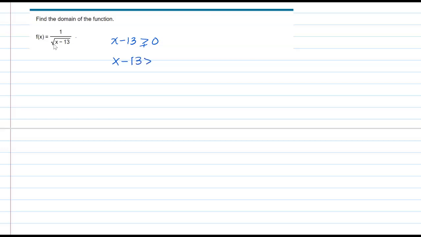So x minus 13 needs to be strictly greater than 0. Then x is greater than 13. To write that in interval notation, which is what you would be expected to input as the answer, it will be open parenthesis 13, to positive infinity.